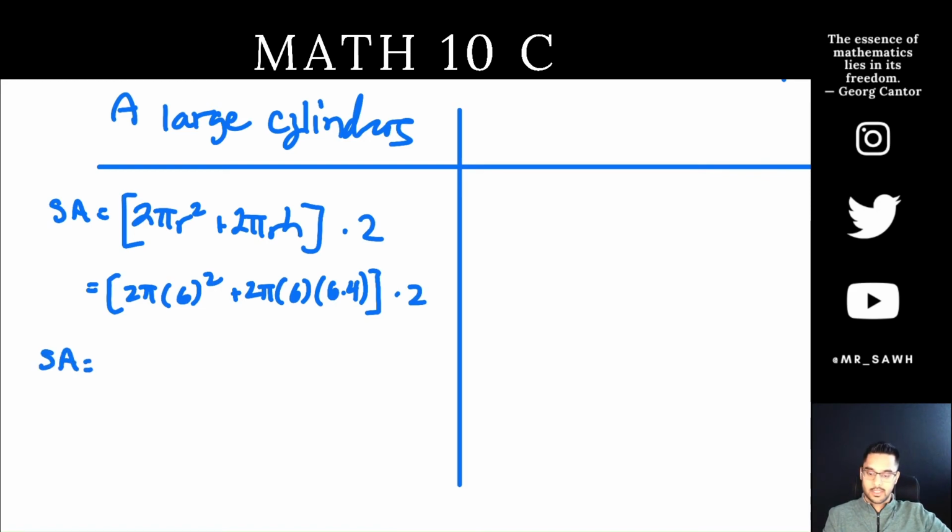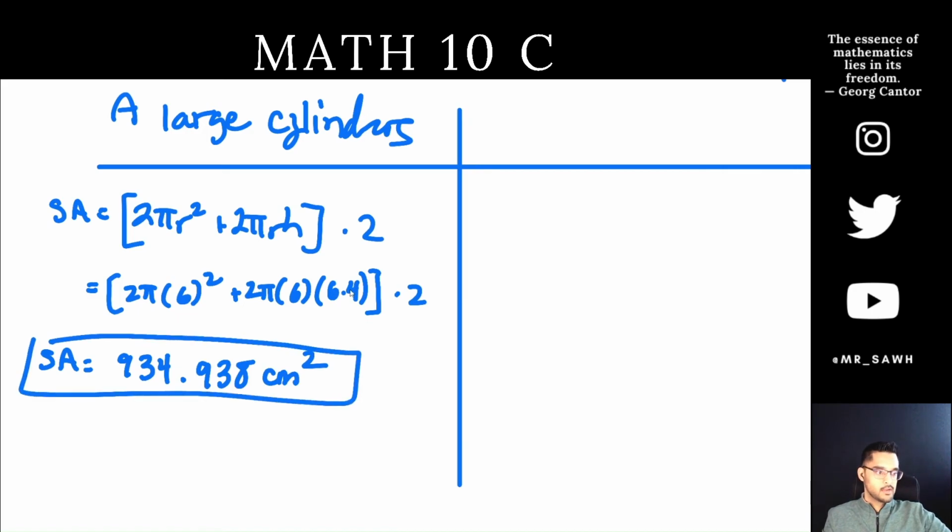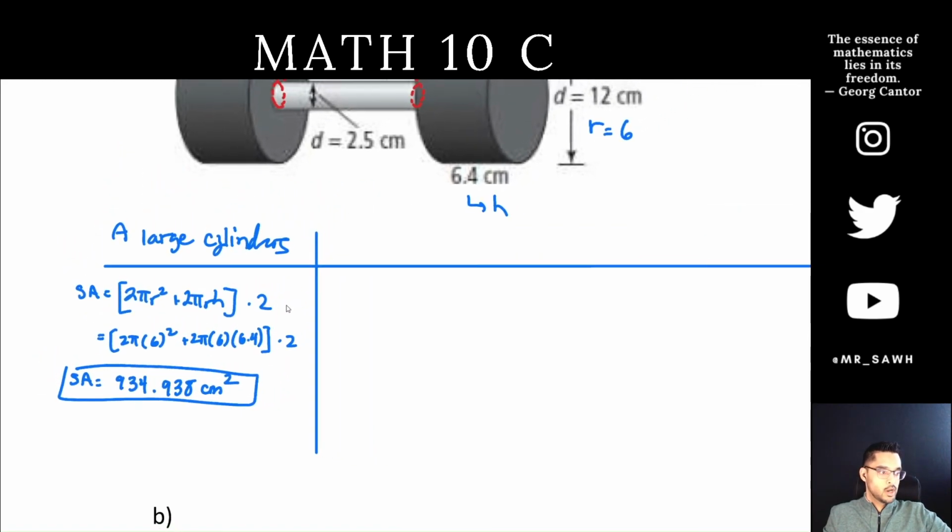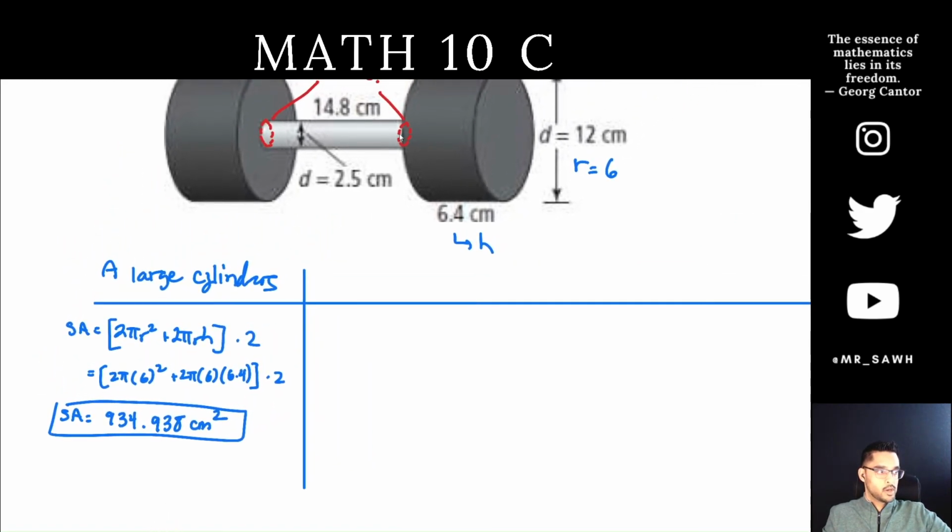And that number works out to be 934.938 centimeters squared. Okay, so that takes care of the surface area in full for those two larger cylinders, not subtracting the parts that are overlapped yet. We'll do that at the end.